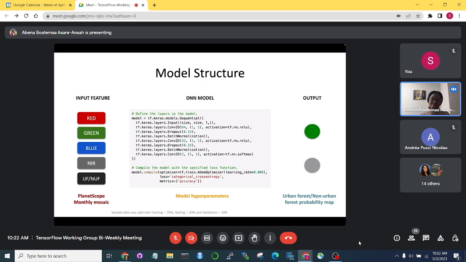Yeah. And so before I moved the sample data into the model, I split the data into training, which is 70%, testing, which is 20%, and validation, which is 10%.